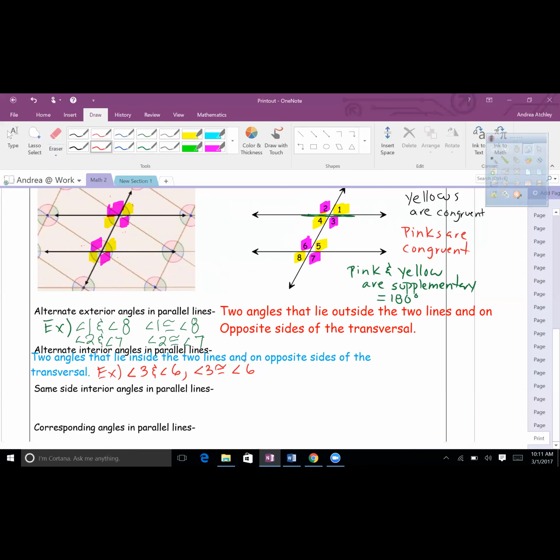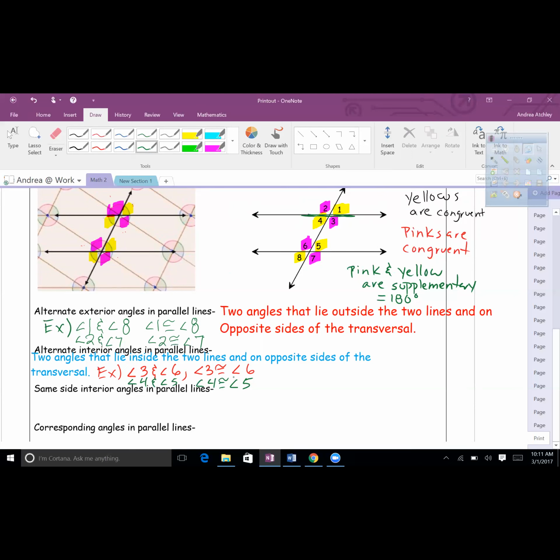There is another. Yep. The two yellow ones that are inside the lines, 4 and 5. Angle 4 and angle 5. Angle 4 is congruent to angle 5. Any questions over that? We're all good? Okay, next one.